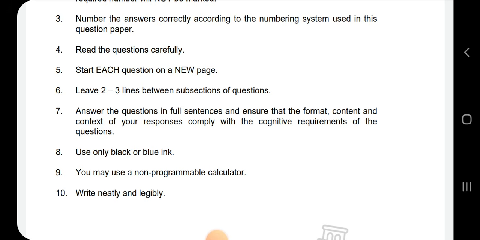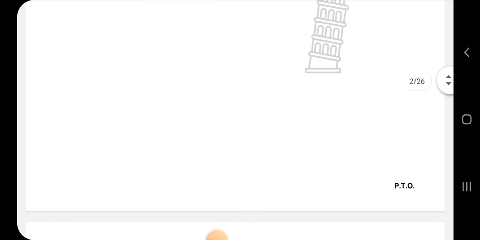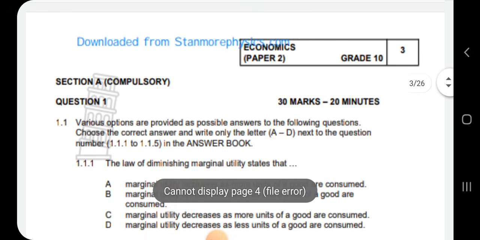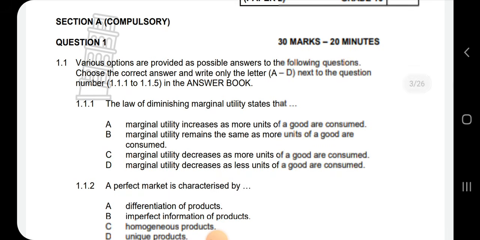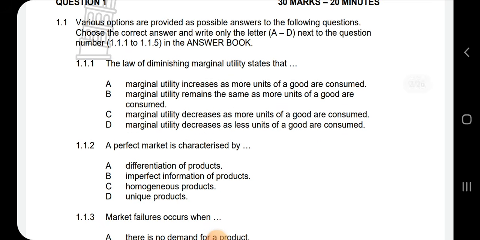Number 8, use only black or blue ink. Number 9, you may use a non-programmable calculator. Number 10, write neatly and legibly. So section A is compulsory. You answer everything in section A. If you don't know an answer, guess with multiple choice questions. Just guess if you don't know, okay? It might be correct. So just don't leave it like that. You might have guessed the correct answer.